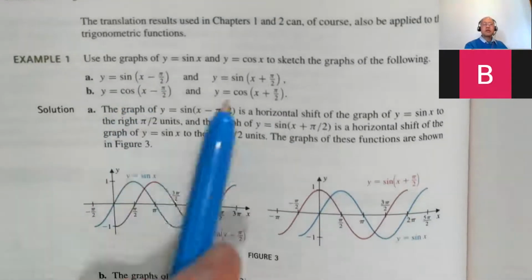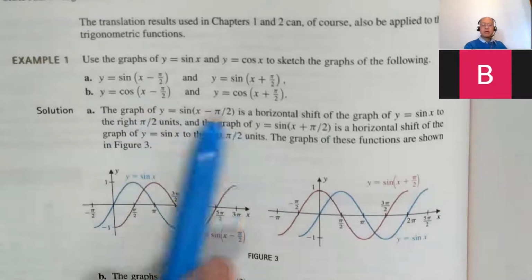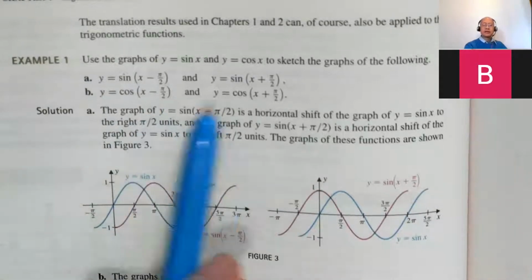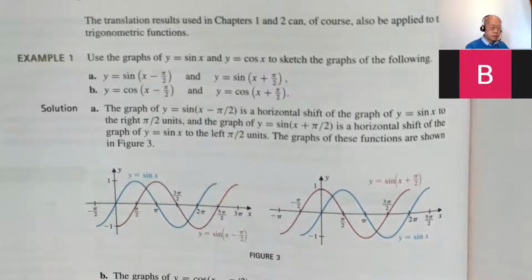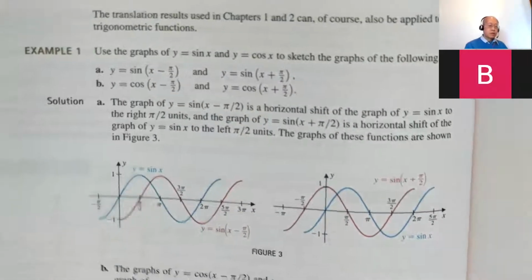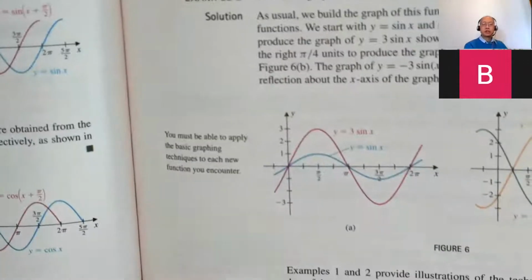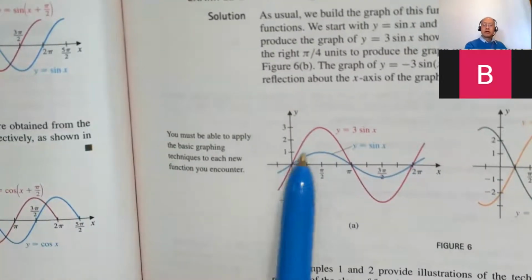Then we take our sine function or cosine function and move it. We've played this game before. Translate left, right, up, down. We'll play the game of stretch or shrink, both vertically and horizontally.